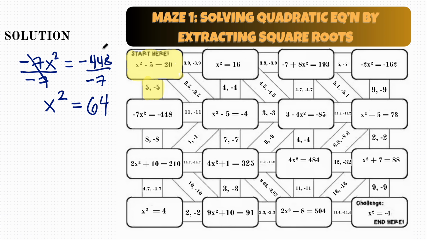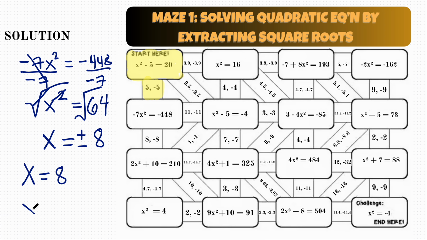Okay, go ahead and check. If you divide 448 by 7, the answer must be 64. And when we apply the SRP, or the square root principle, we will cancel this squared and the square root. The answer would be x equals square root of 64. The answer must be 8, okay, positive or negative 8. Why? 8 times 8 is 64. So the answer would be positive 8 and negative 8.